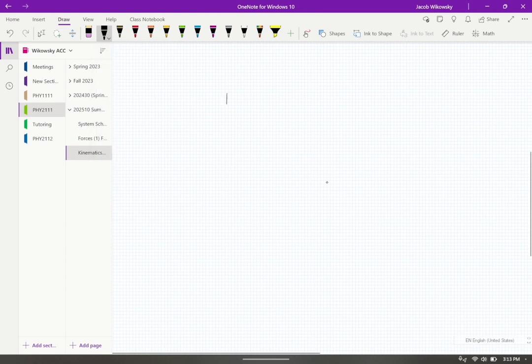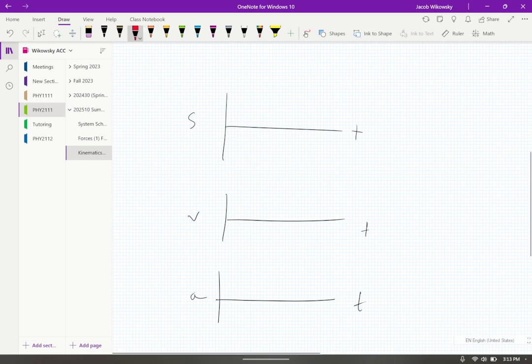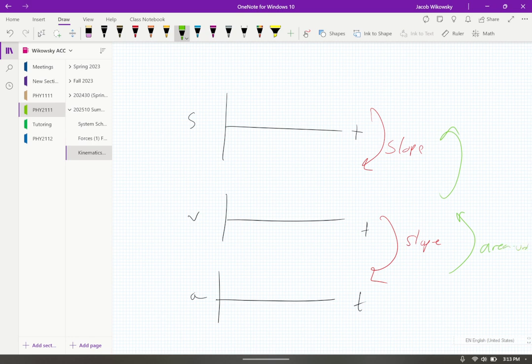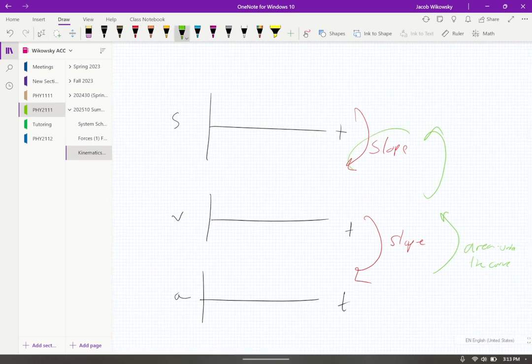takes you down the graph ladder. So position, velocity, acceleration, all versus time. Slope takes you down, and area under the curve takes you up. With this extra caveat of you lose information when you take the slope.